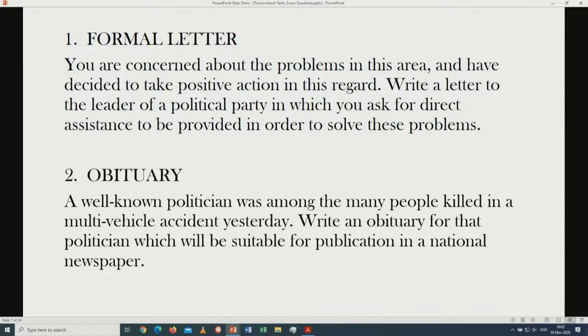Obituary. Oh dear, it's a well-known politician this time. Okay. Basically, it's all the same thing. We're just giving you different people who've snuffed it. Because we've got to.